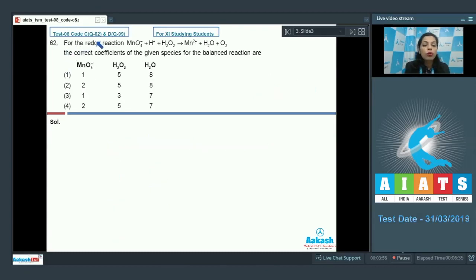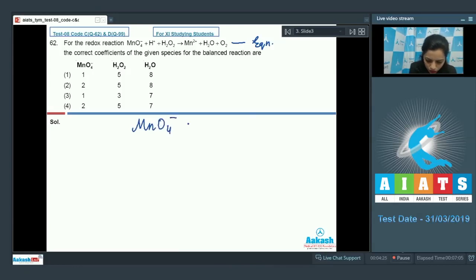Question number 62. For the redox reaction, MnO4 negative plus H plus ion plus H2O2 to give you Mn2 plus, H2O and O2. It means this is the redox reaction that's taking place in acidic medium. The correct coefficients of the given species for the balanced reaction are. It means first we need to balance this chemical reaction. We have this reaction and we need to just balance it. Let's find out the two half reactions.